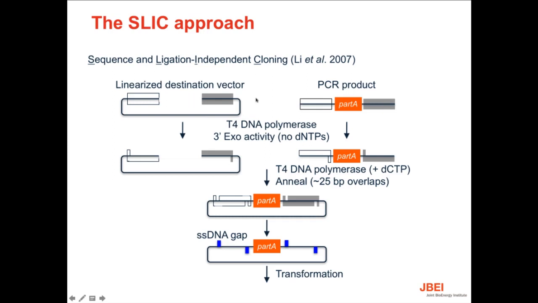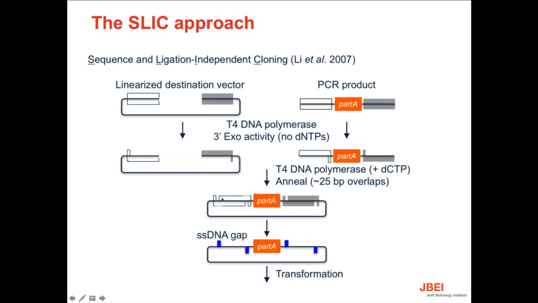With SLIC, essentially it uses the 3' exonuclease activity of the T4 DNA polymerase in the absence of dNTPs. So you start getting some chewback on the 3' ends. Then you add in dCTP to arrest the chewback activity. Now you have these cohesive sticky ends, where this white overlap sequence is able to stick together with the corresponding white overlap on the destination vector.